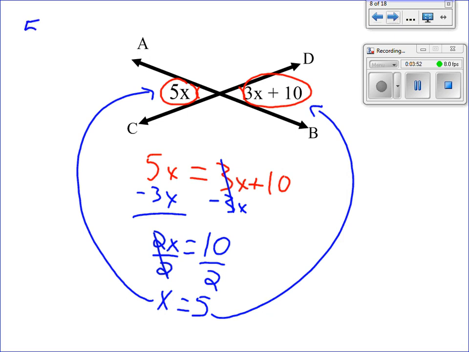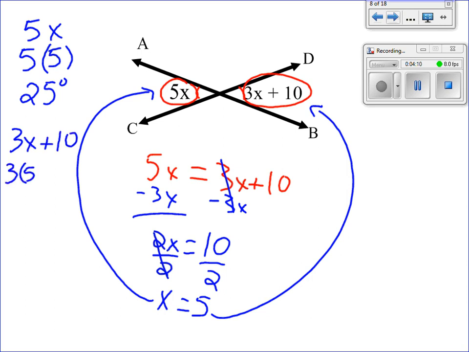So we have 5x. I'm substituting the value of 5 in for x, and I get 25 degrees. So I am saying that the left angle is 25 degrees. And then we have 3x plus 10. Substitute that 5 in. Whenever you see an x, I like using parentheses.